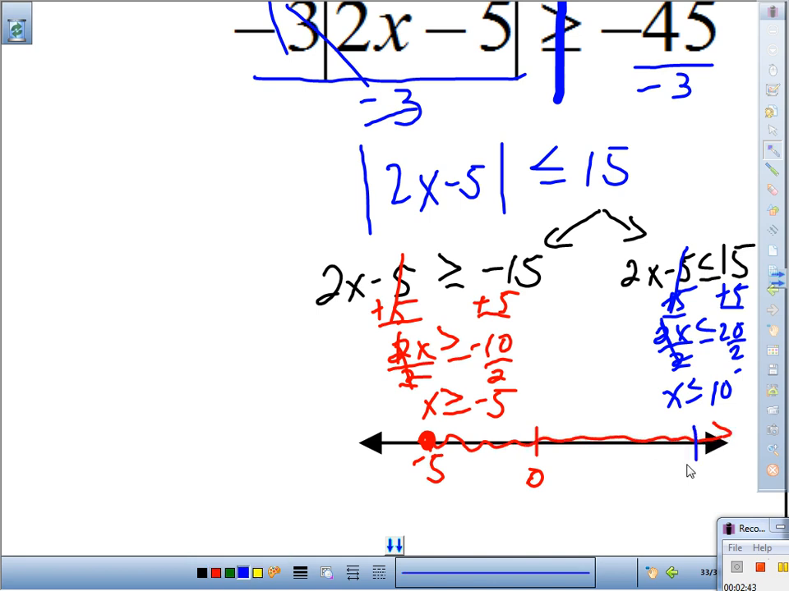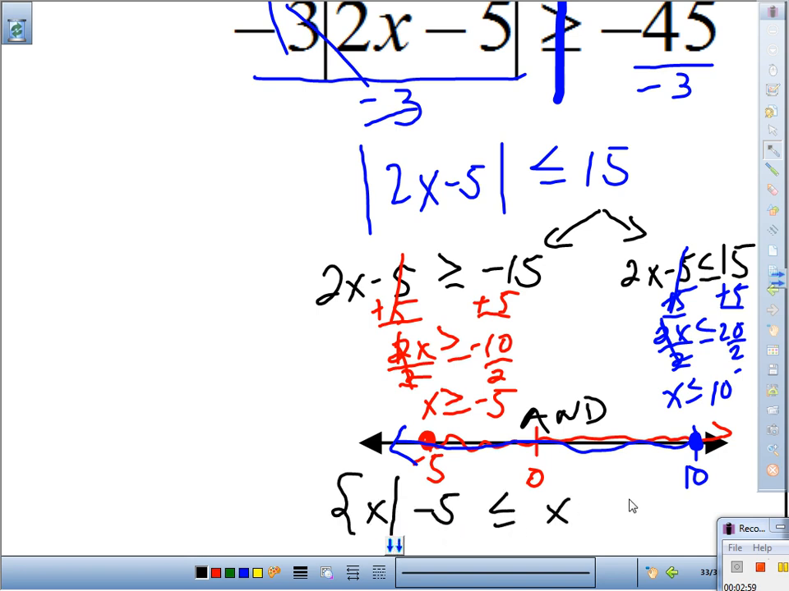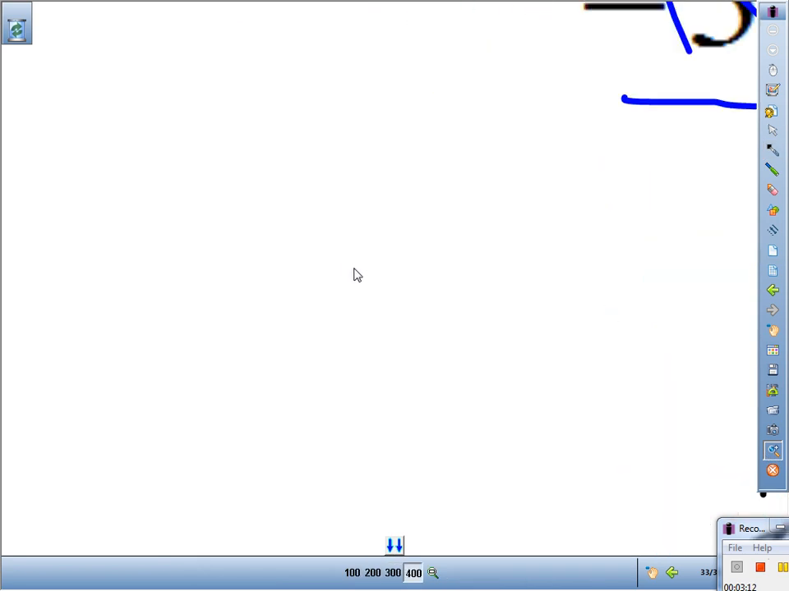From there, we go to 10. It's a solid point also. And again, I can test 0. Is 0 less than 10? Yes. So I go in that direction. So what does that show us? That it's a what? An and. Therefore, solution set of x such that -5 less than or equal to x less than or equal to 10. And there it is. And if you got that, you're good. From there, let me go to number 2.